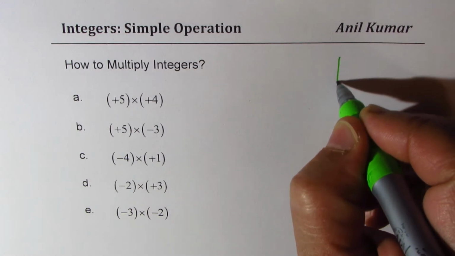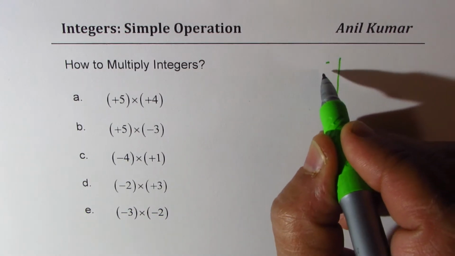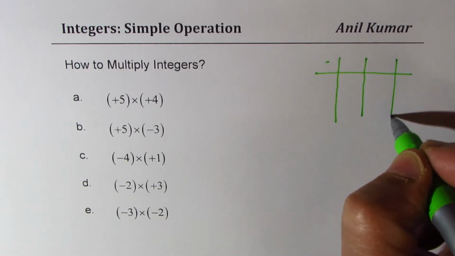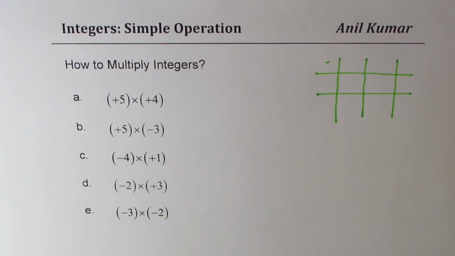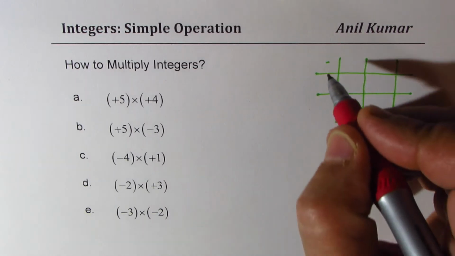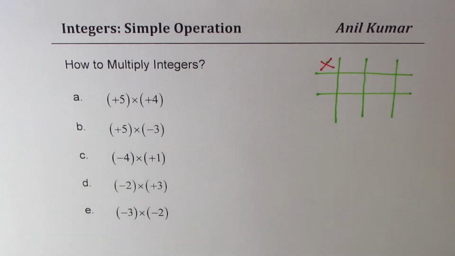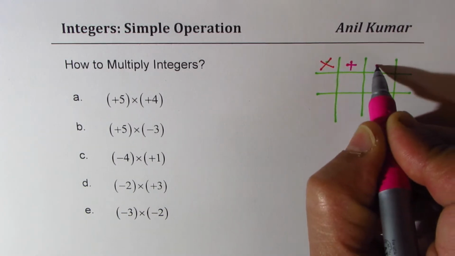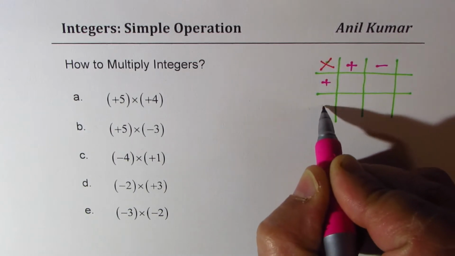What you need to remember is this small table. We'll make a 2 by 2 table. We need to multiply two integers. Integers could have positive or negative sign, so let me put those signs here, right? So we'll multiply two integers. They could be positive or negative.